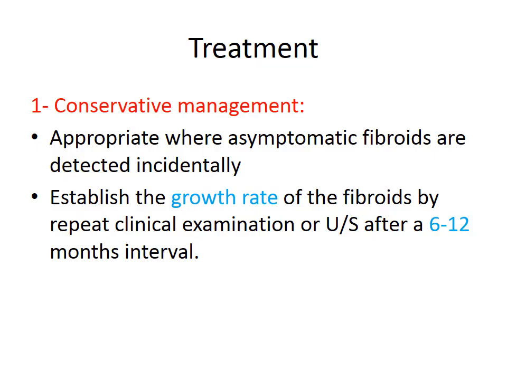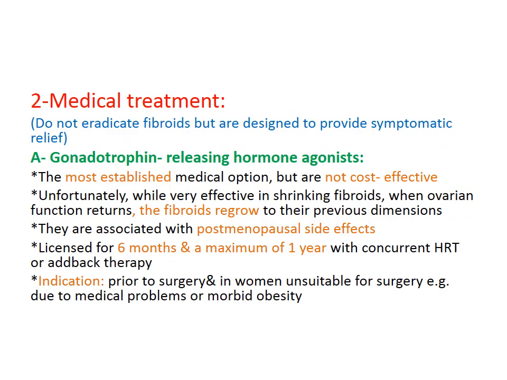How can a fibroid be treated? Treatment can be divided grossly into three lines: conservative, medical, or surgical. Starting with conservative management, this is usually appropriate where the woman is asymptomatic and the fibroid is discovered incidentally. But the woman should be followed up regularly at intervals of 6 months up to 1 year to detect its growth rate, using an ultrasound examination or a clinical examination.